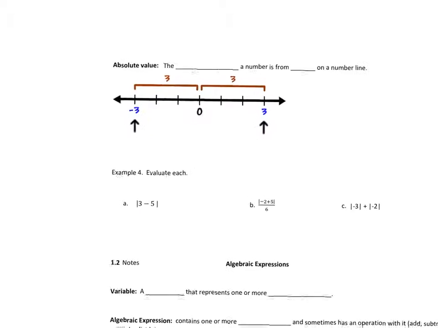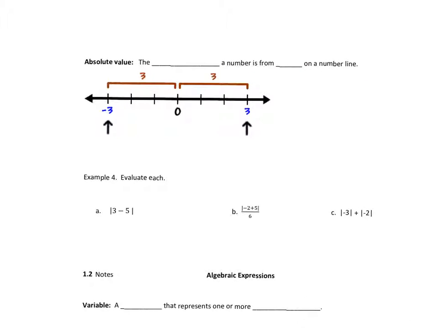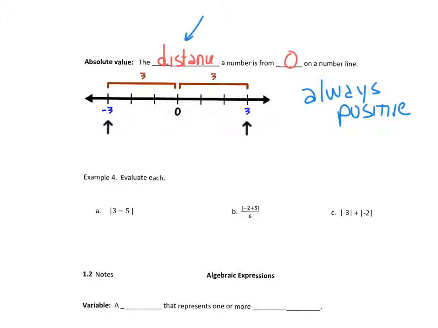Another important concept about numbers is absolute value. The absolute value is the distance a number is from 0 on the number line. Since we're talking about distance, it's always positive. Or a better way to say it is that it's always non-negative, because the distance could be 0, and 0 is not a positive number.